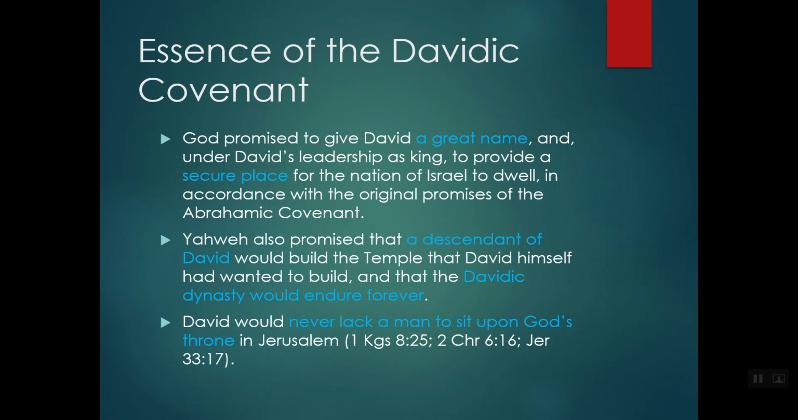Jeremiah 33:17, thus says the Lord, David shall never lack a man to sit on the throne of the house of Israel. And then in another scripture that we've looked at a couple of times already, Jeremiah 33:20-21, thus says the Lord, if you can break my covenant for the day and my covenant for the night, that's the Noahic covenant, so that day and night will not be at their appointed time, then my covenant may also be broken with David, my servant, that he shall not have a son to reign on his throne.